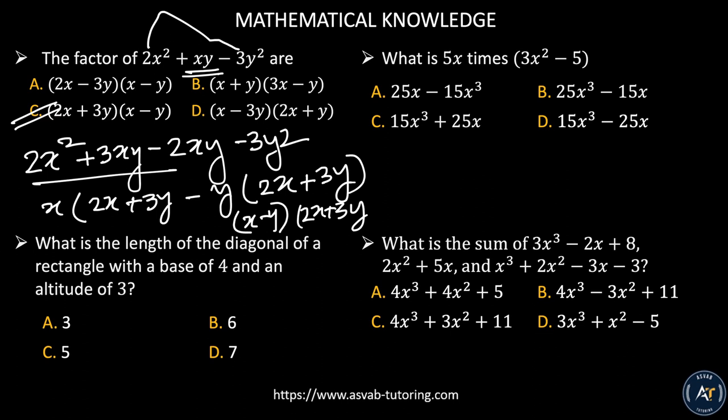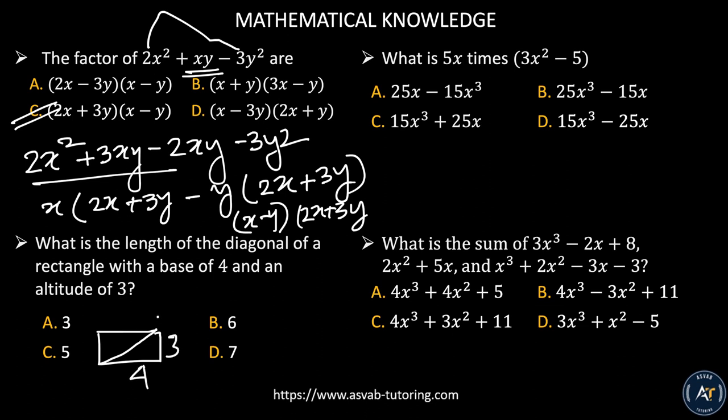Let's do the next problem. What is the length of the diagonal of a rectangle with base 4 and altitude 3? So let's draw that. Draw a rectangle. It says what is the length of the diagonal? So this is the length of the diagonal if 4 and 3, right? The altitude is 3, this one is 4.